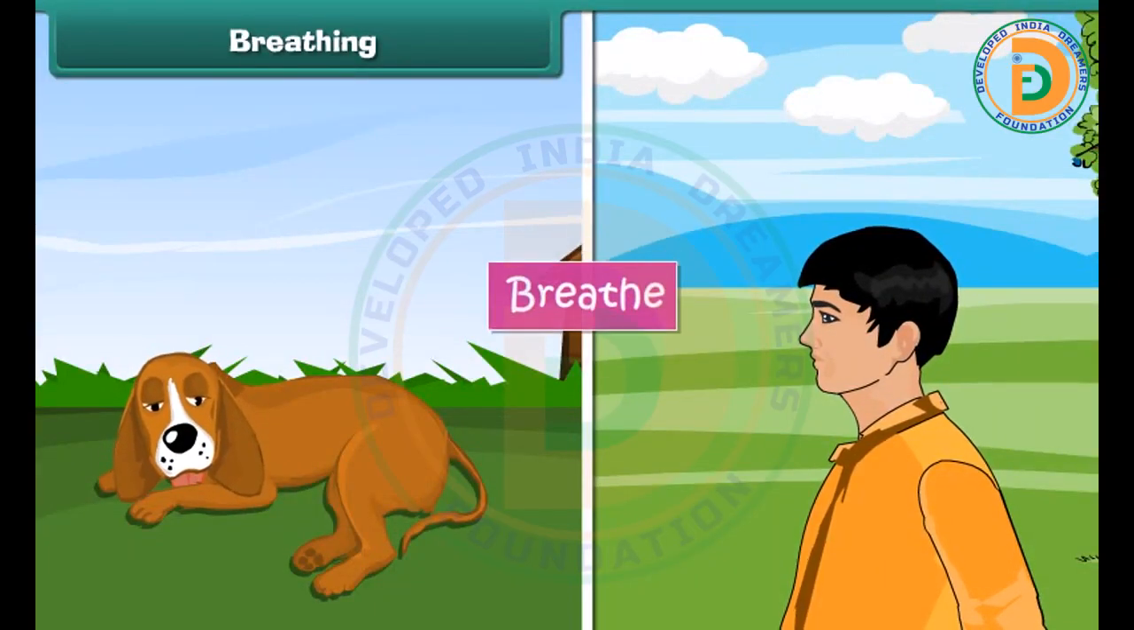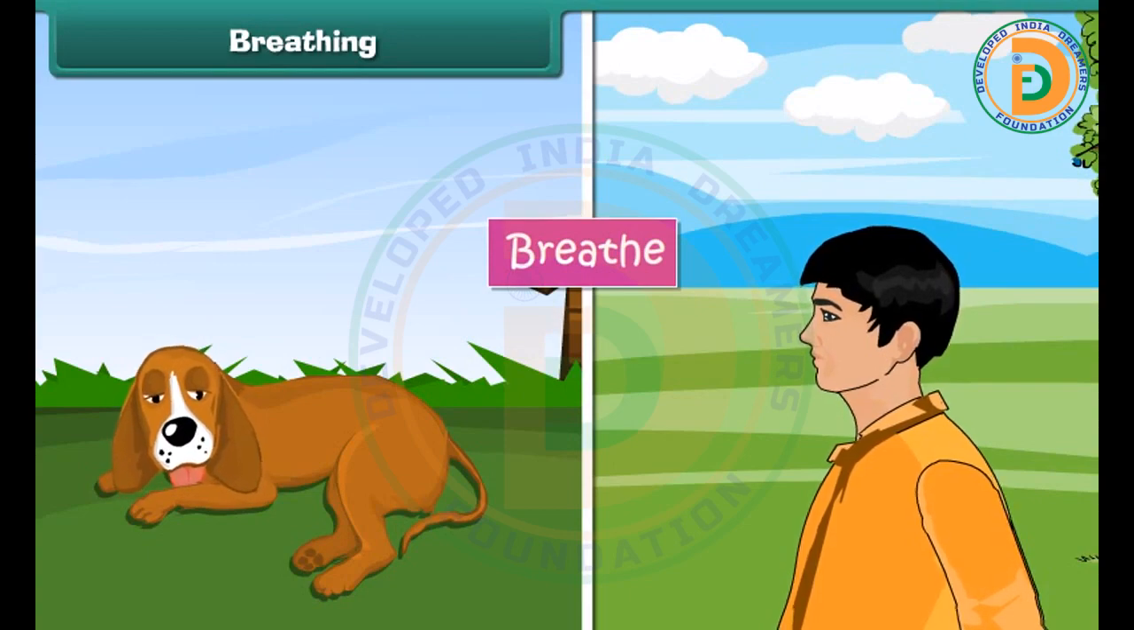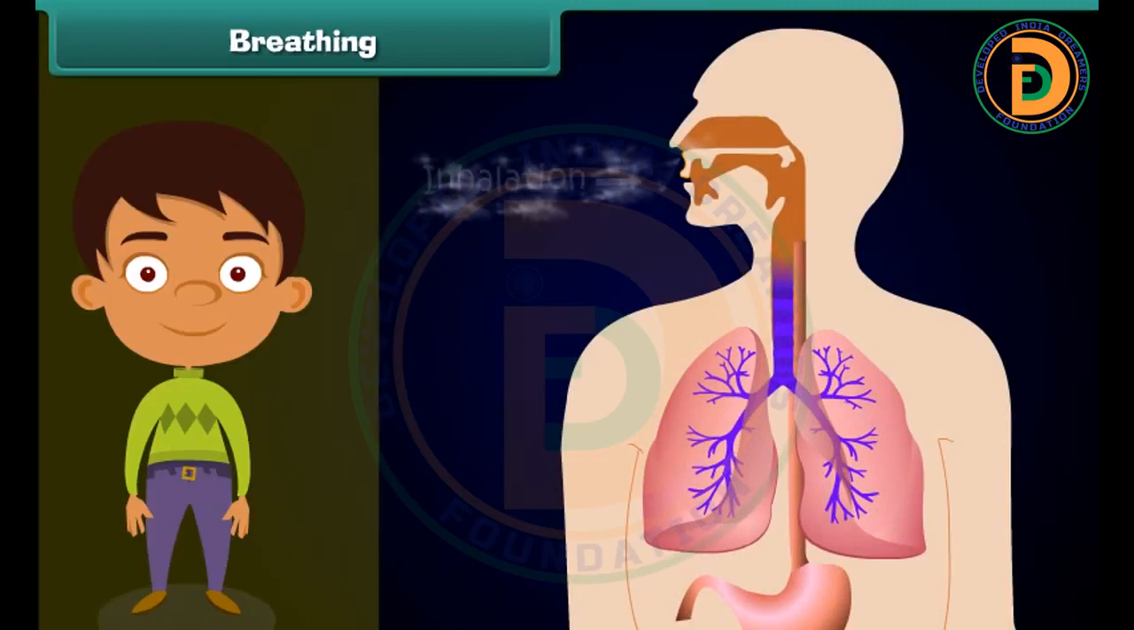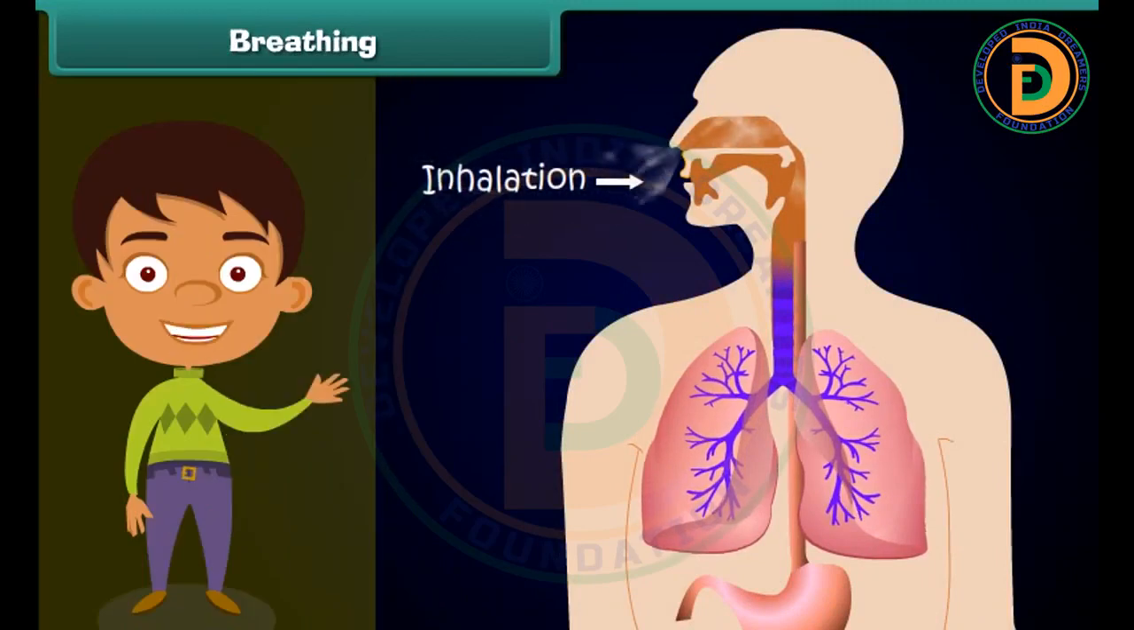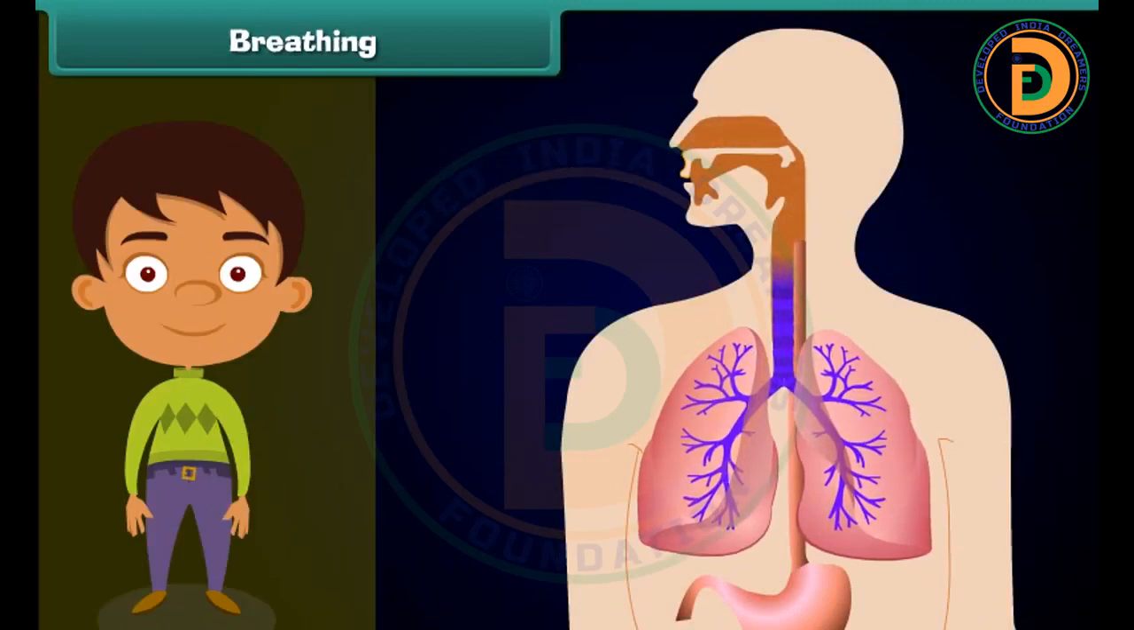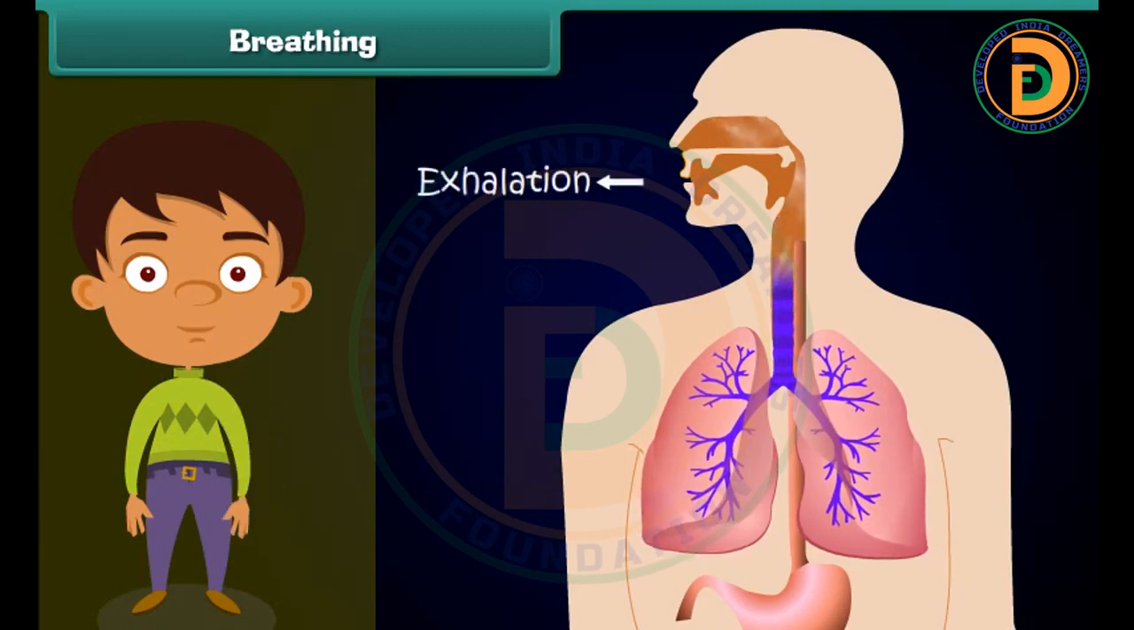Breathing. All living things breathe. The process of breathing involves two steps. Taking oxygen-rich air into the body, known as inhalation. Releasing carbon dioxide-rich air from the body, known as exhalation.